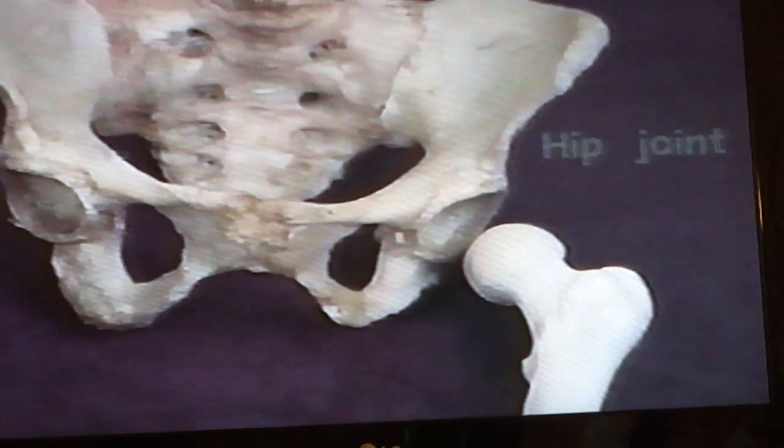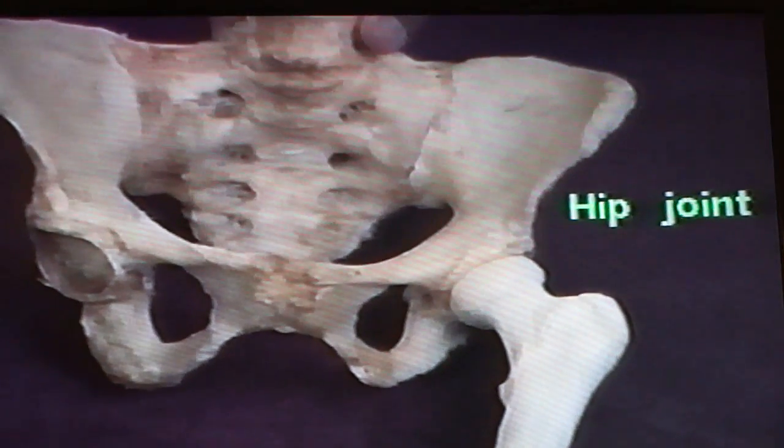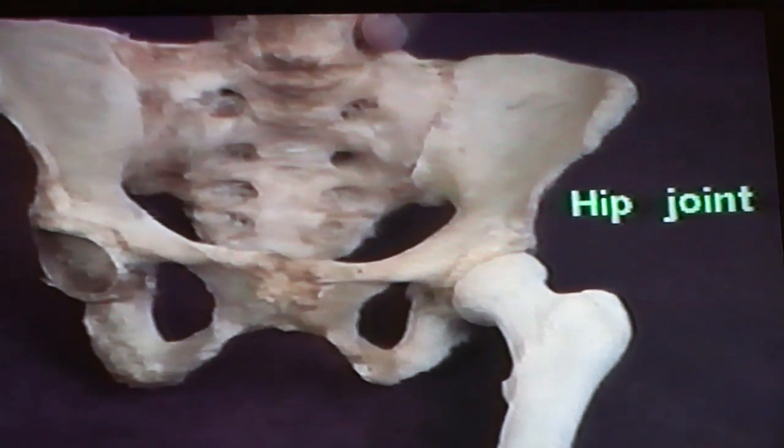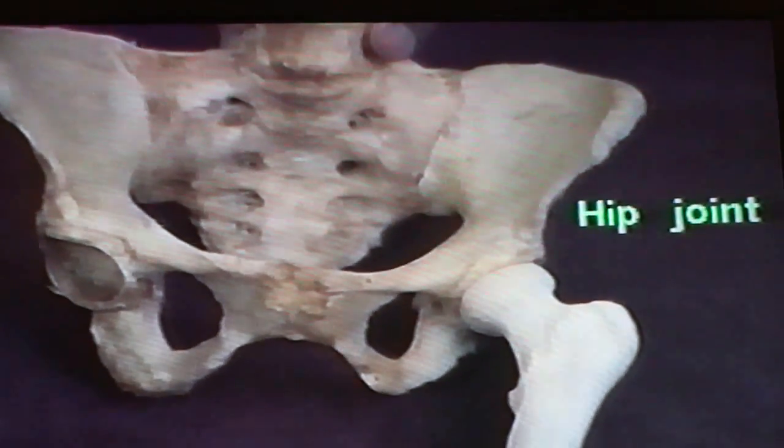The hip joint is also a ball and socket joint, but it is more adapted for stability. The range of movement permitted is restricted by the shape of the articular surfaces and the placement of the muscles and ligaments associated with the joint.